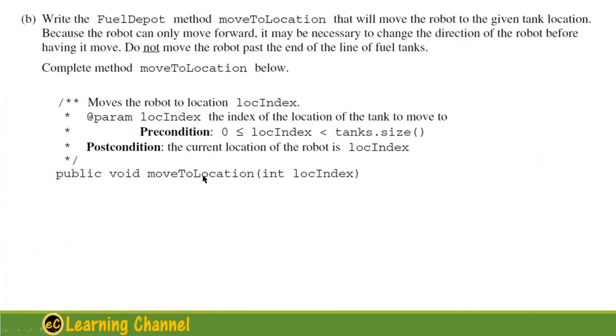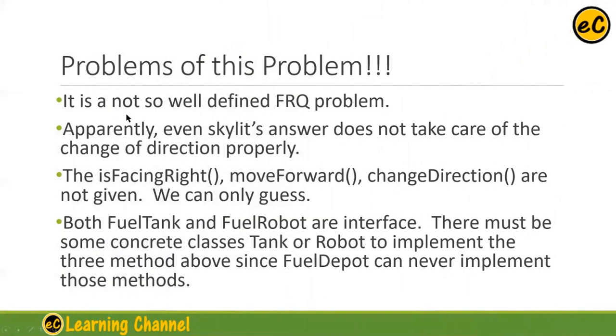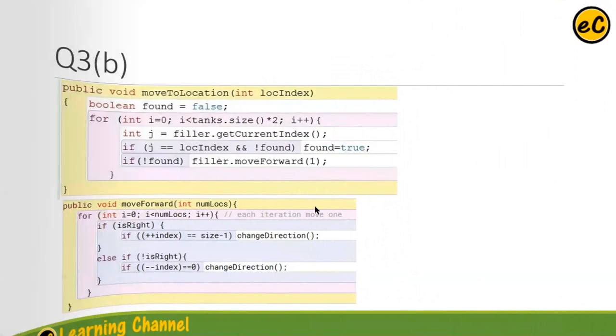Okay, the next one is to move to the location, to move the head to a certain location. It's a linear traversal with change of direction to find the location index. Again, it's not well designed. There are these functions, but they are not given. I can guess and I can write whatever I want. Both are interfaces, but they don't have the class, so I don't even know what the implementation is.